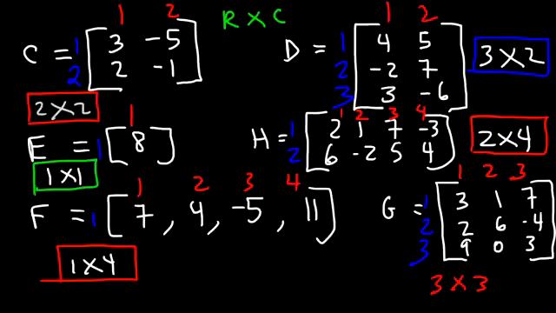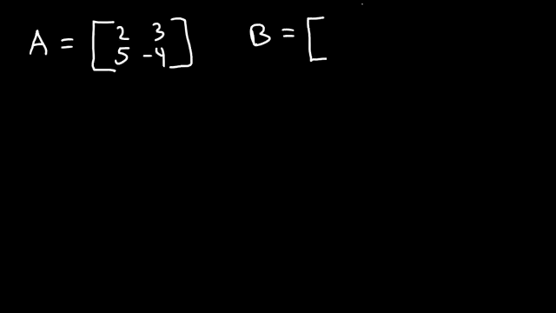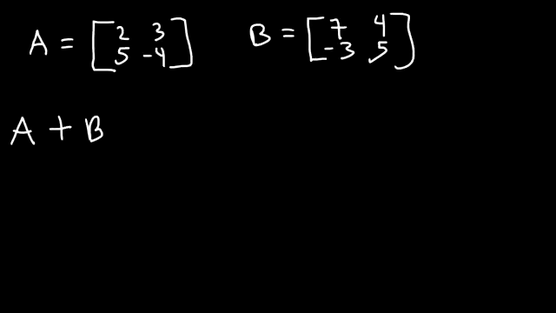So now you know how to determine the order of the matrix, and you also know how to identify the elements within a matrix. Now let's focus on adding matrices. So let's say we have matrix A and it has the numbers 2, 3, 5, -4. And we have matrix B, which is 7, 4, -3, and 5. What is the sum of matrix A and B?